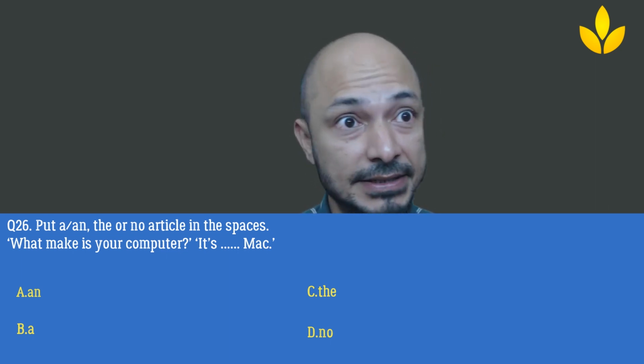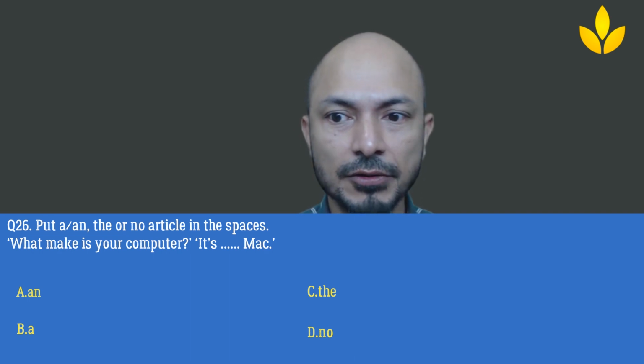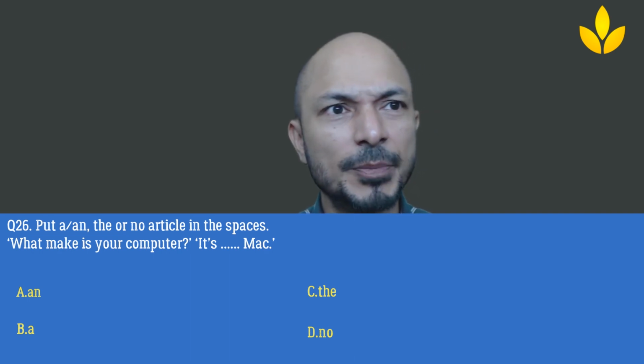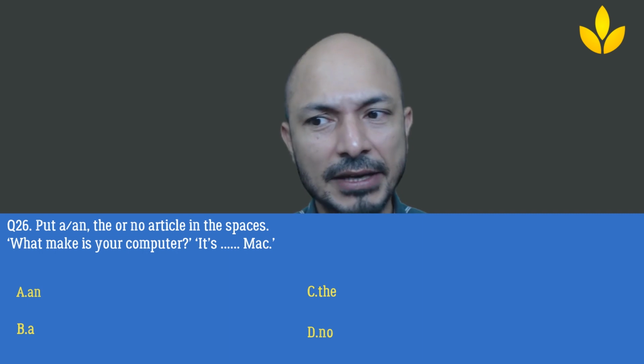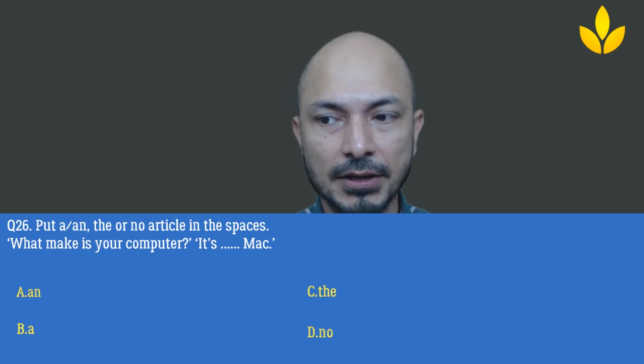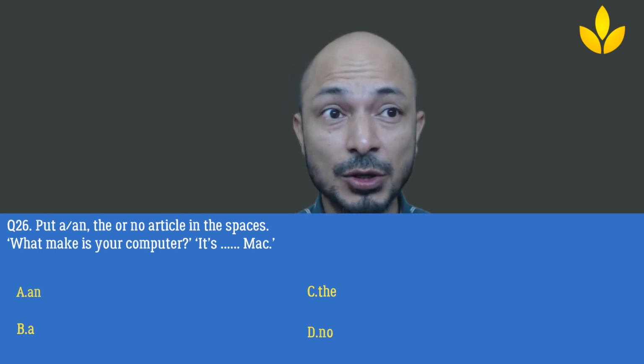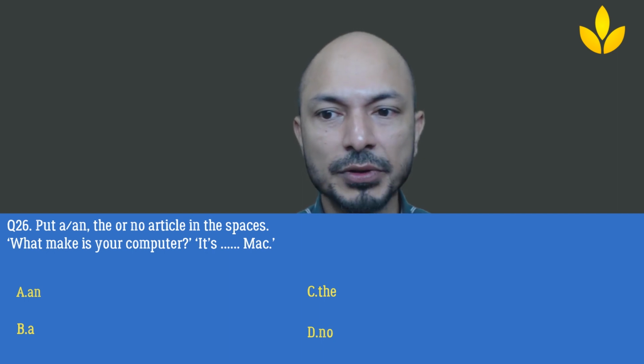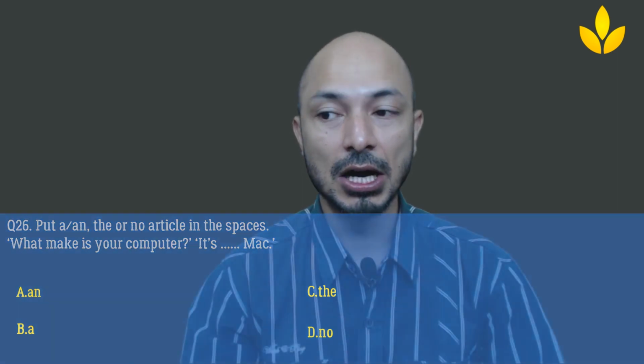We don't say an because M is a consonant sound. We don't say the. It is not a particular Mac. He's talking about any Mac in general. It's a Mac. And of course, there cannot be no article over there. So we will go with option B, which says a.